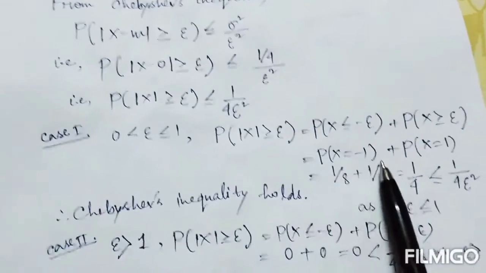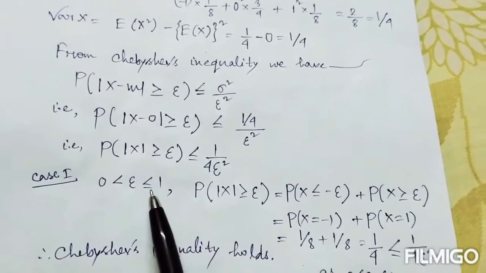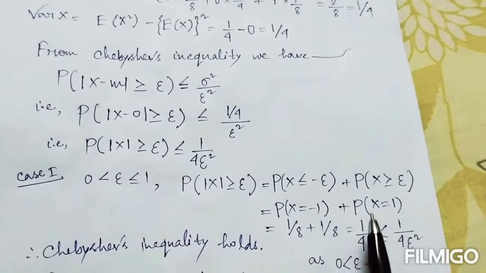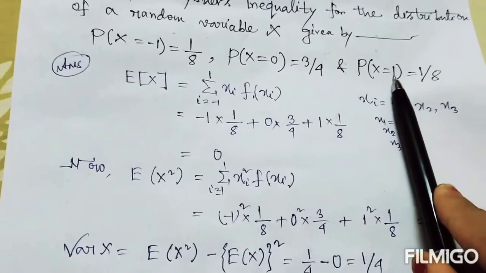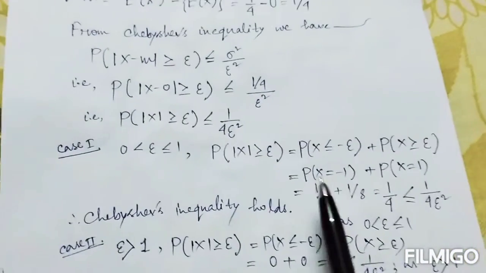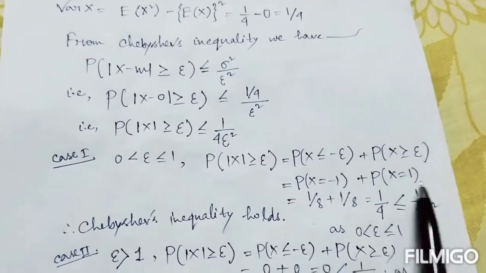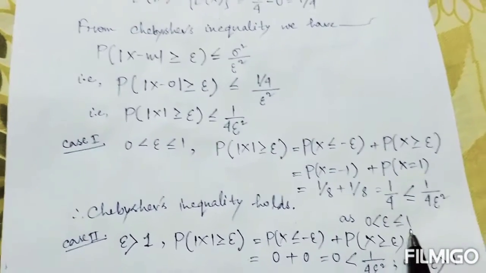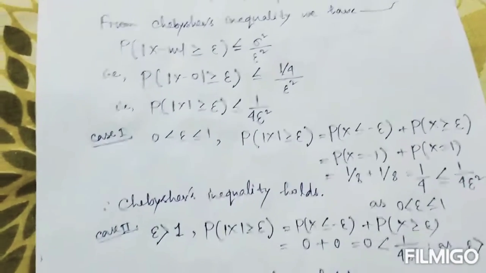So probability of X = -1 plus X greater than or equal to epsilon, that is X is greater than or equal to 1, that is only the value X = 1, which is the most value. So this is 1/8 plus 1/8 equals 1/4. This must be less than or equal to 1/(4 epsilon²), as 0 < epsilon ≤ 1. So Chebyshev inequality holds for case 1.